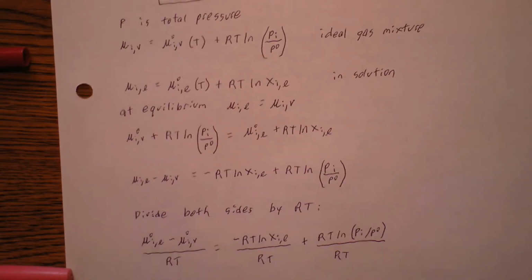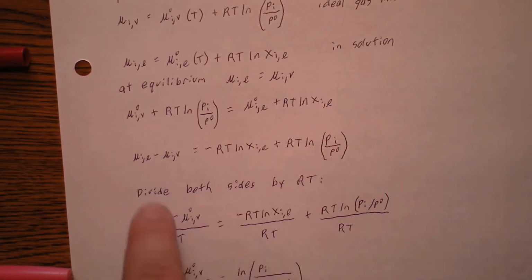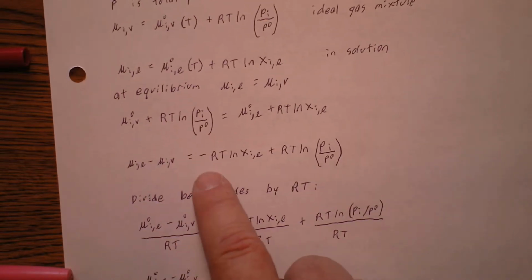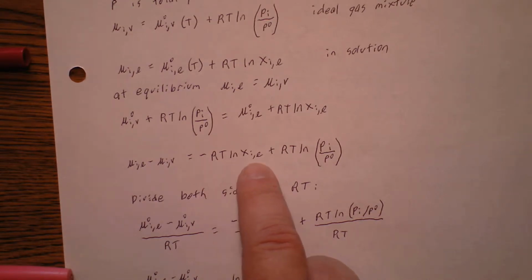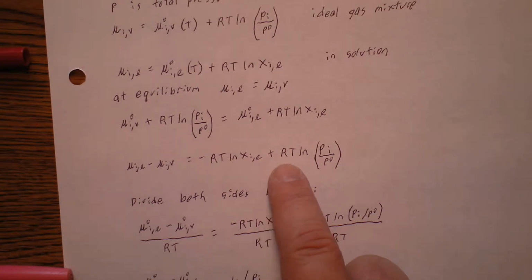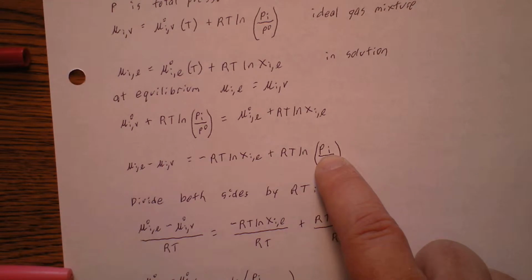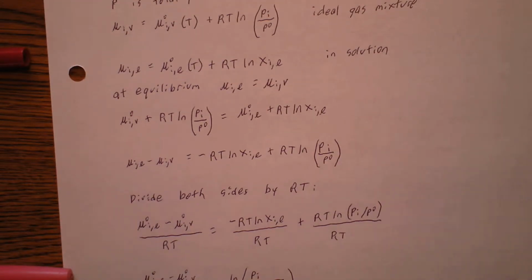Then just doing algebra, we're going to rearrange stuff around here. So we end up with the chemical potential of the substance I in the liquid phase minus the chemical potential of the substance I in the vapor phase. And that's equal to minus the gas constant R times the absolute temperature times the natural log of the mole fraction of the substance I in the liquid phase plus the gas constant R times the temperature times the natural log of the partial pressure of the substance I divided by the standard pressure.